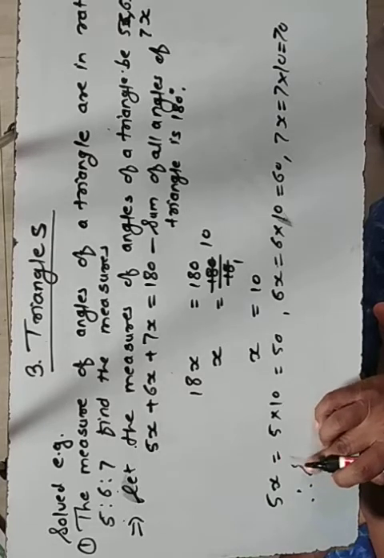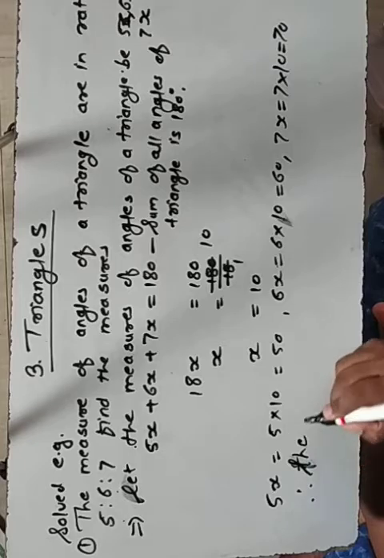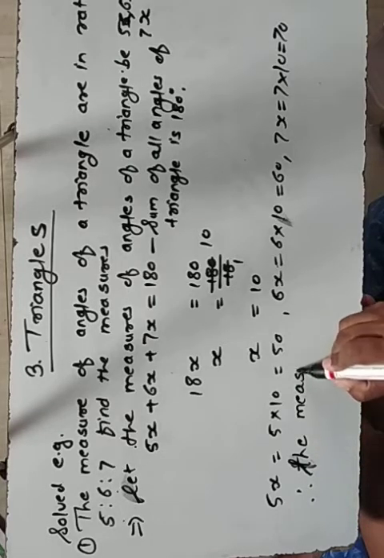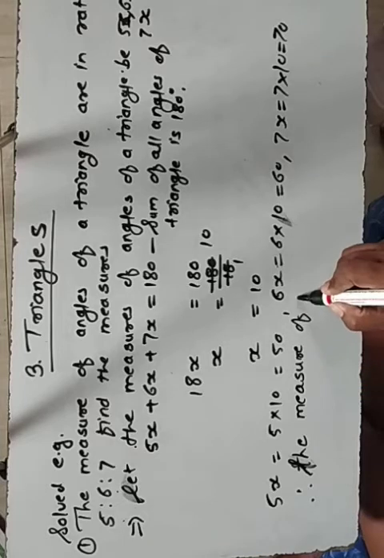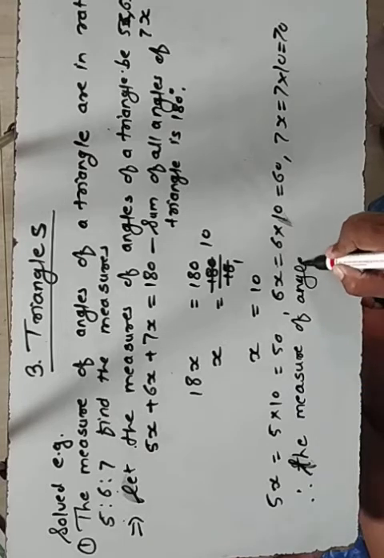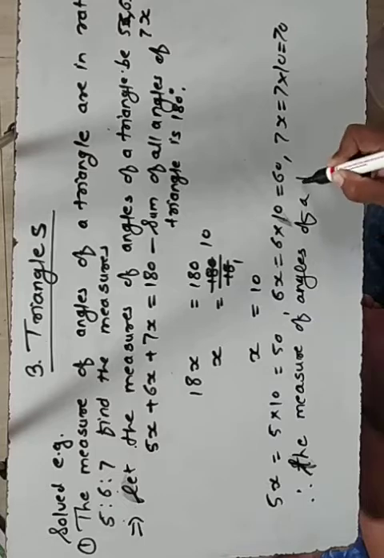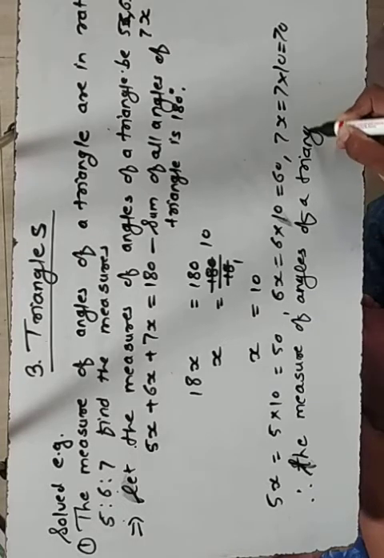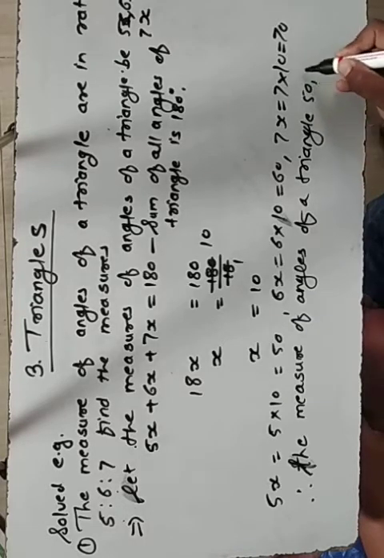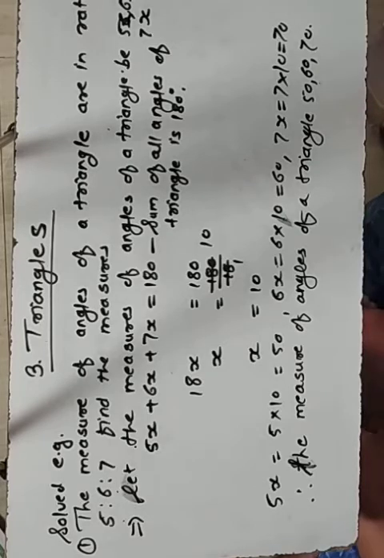Therefore the measures of angles of the triangle are 50, 60 and 70. Okay, so you have to solve this example in this way. Now we will see the next activity. I will write down the activity first, then we will discuss.